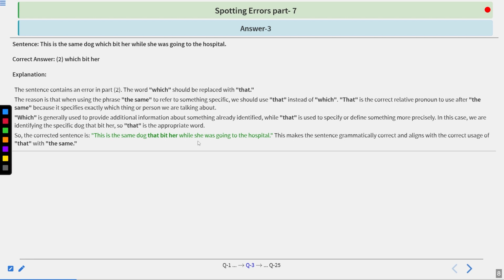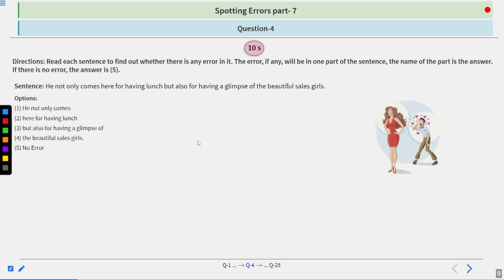The correct sentence is: this is the same dog that bit her while she was going to the hospital. This makes the sentence grammatically correct and aligns with the correct usage of that. Let's move to the next question. The sentence is: he not only comes here for having lunch but also for having a glimpse of the beautiful sales girls. Options are given below. You have 10 seconds to spot the error.